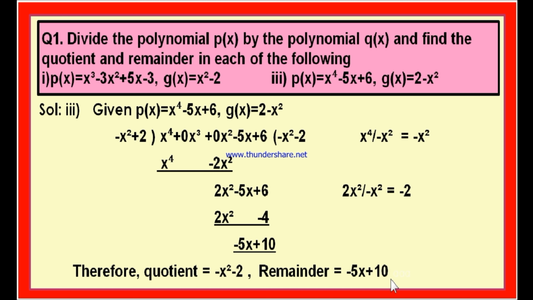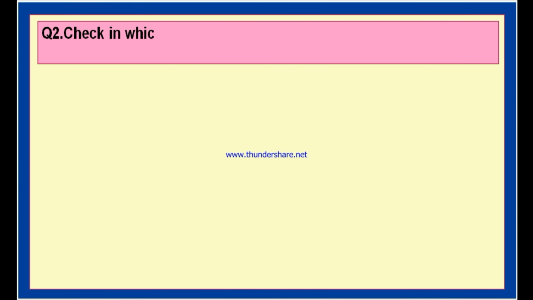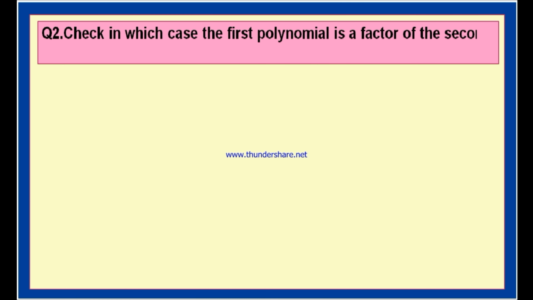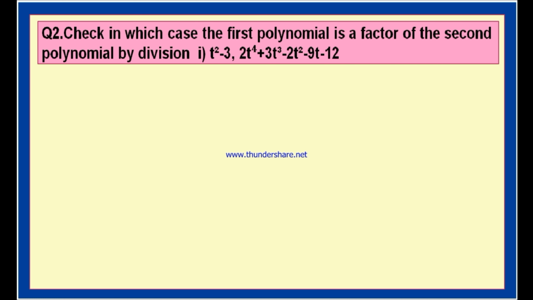This is remainder. Now look at question number 2. Check in which case the first polynomial is a factor of the second polynomial by division. The first one is t square minus 3 and 2t power 4 plus 3t cube minus 2t square minus 9t minus 12. Means we have to verify whether t square minus 3 is a factor of this or not.